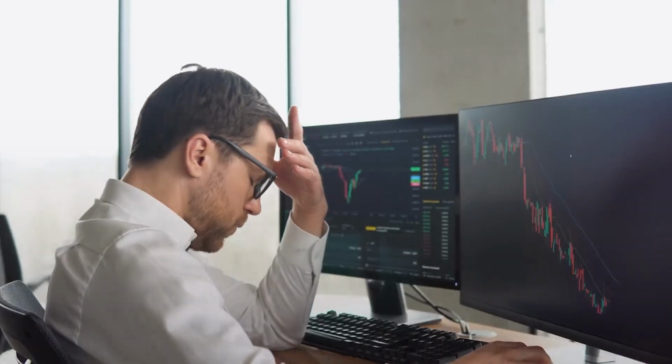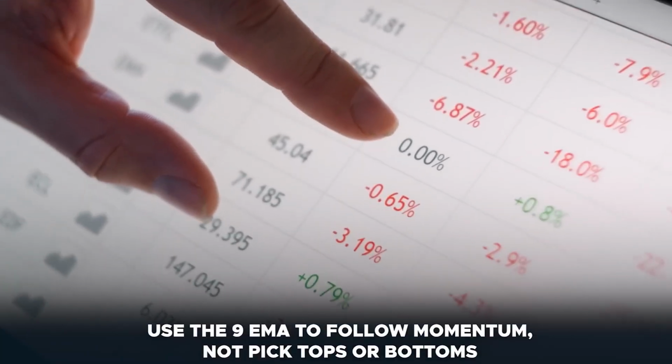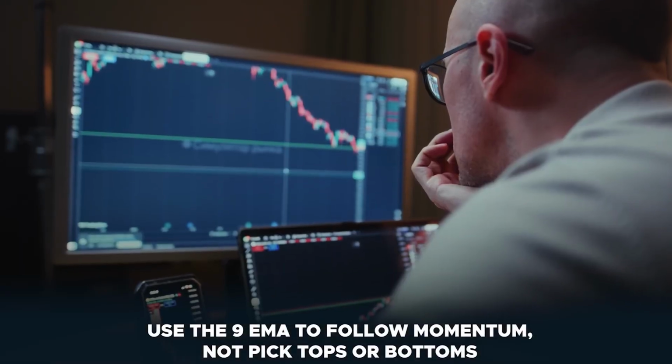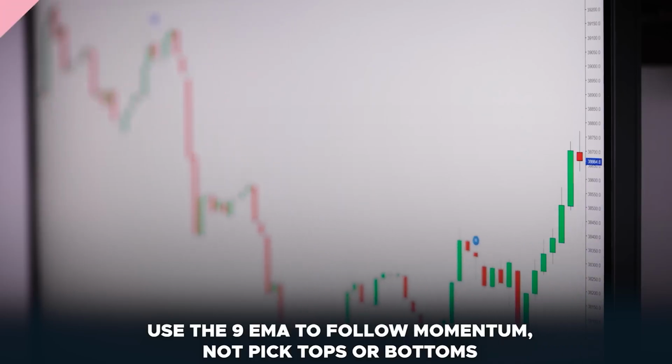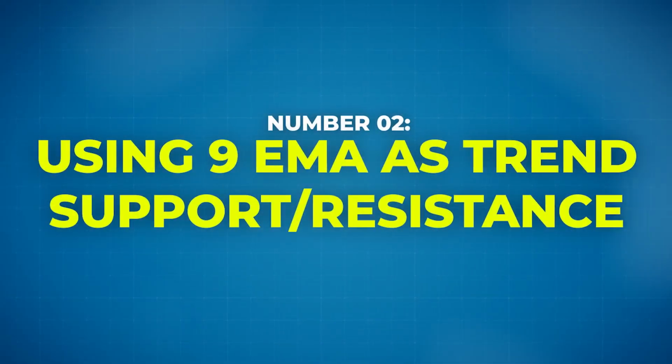That simple 9 EMA filter alone can help traders stop fighting the trend, which is one of the biggest reasons newer traders struggle. Instead of constantly trying to pick tops and bottoms, you can use the 9 EMA to stay aligned with the market momentum. The second way traders use the 9 EMA is as a dynamic support and resistance.